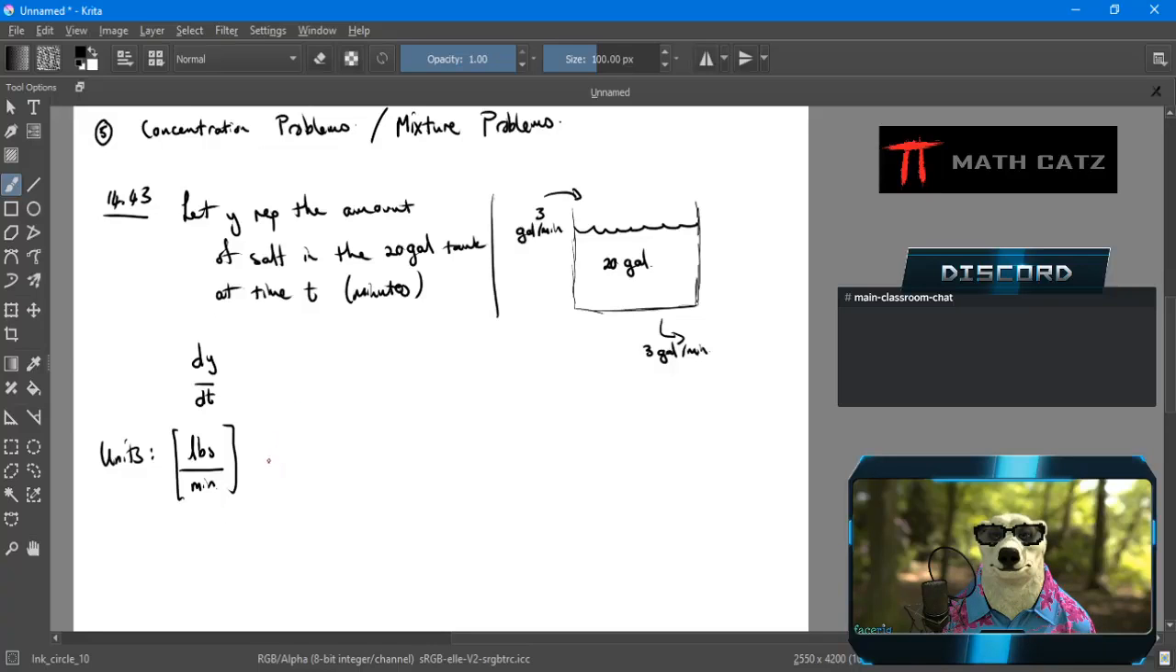So now I have to make sure that the way I set it up, I preserve this pounds per minute unit throughout. That's a way for me to check if I've done it correctly. So first of all, it's going to be salt coming in minus salt going out. Some salt's coming in, some salt's going out, but different amounts. Okay. Now, how much salt is coming in?